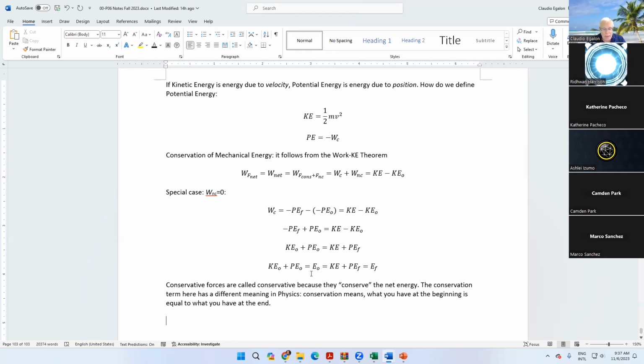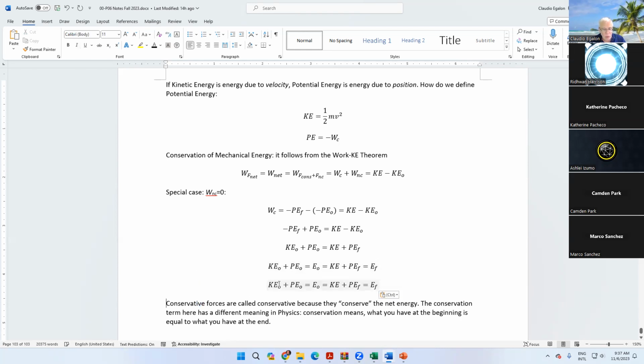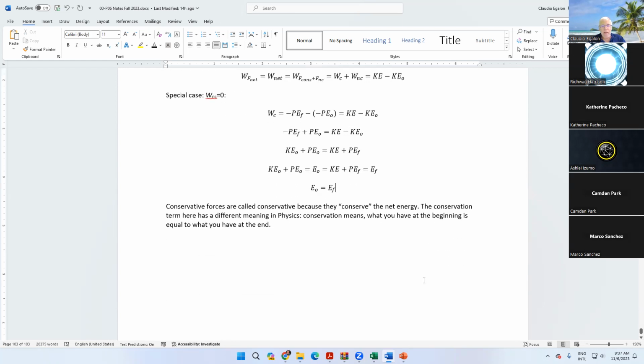Okay, initial mechanical energy is equal to final mechanical energy. When something like that happens, we say that mechanical energy is conserved. And now that we have a situation like that, we can start solving some problems.